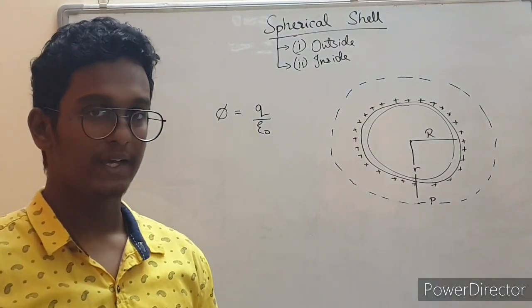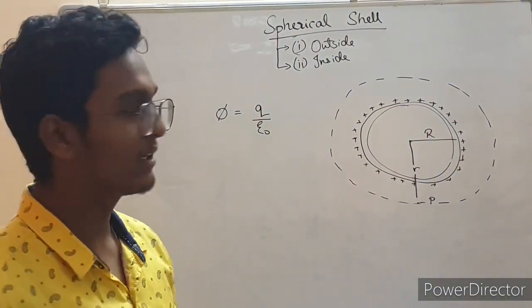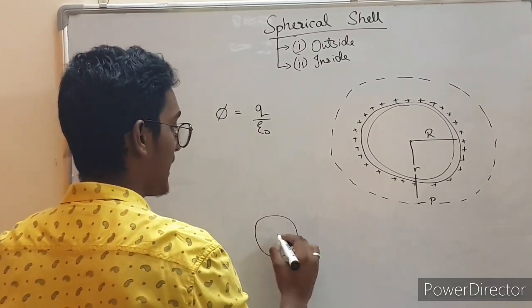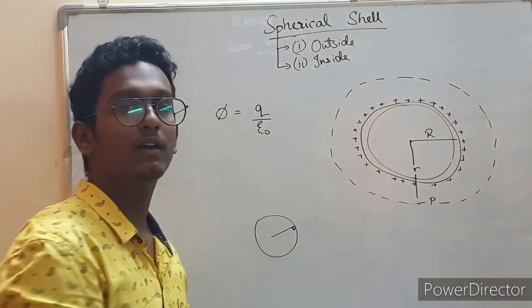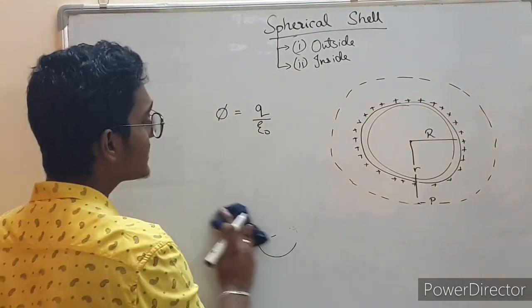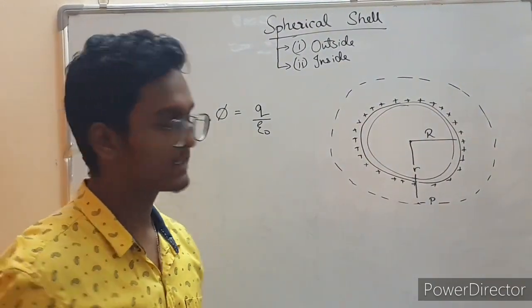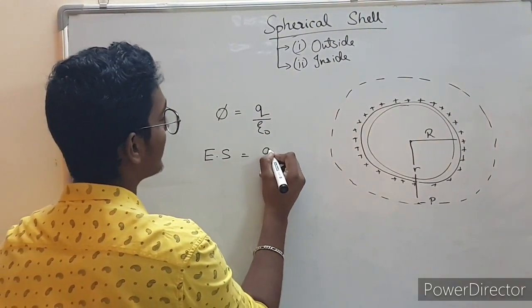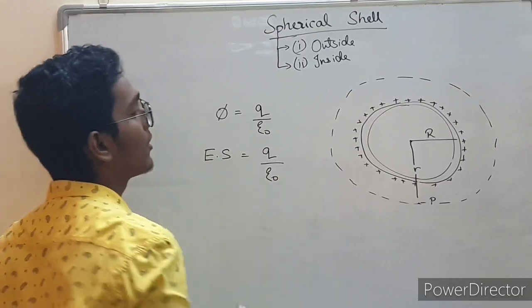So what is flux? E dot s, or Es cos theta. But the speciality of a sphere is that at any point, if you draw a line, it's always going to be perpendicular. This is the concept of tangents. So it's just going to be Es. E dot s equals q by epsilon naught.